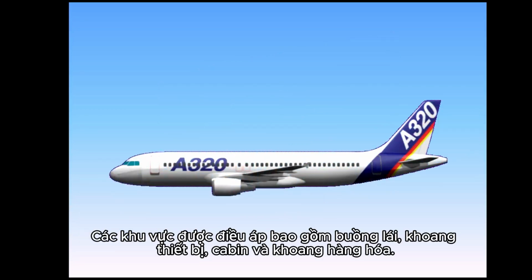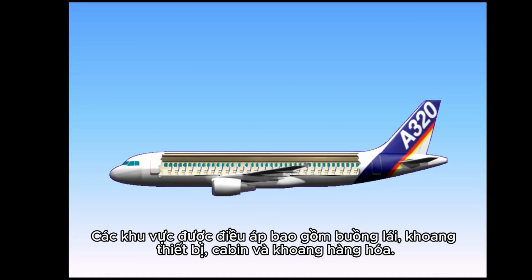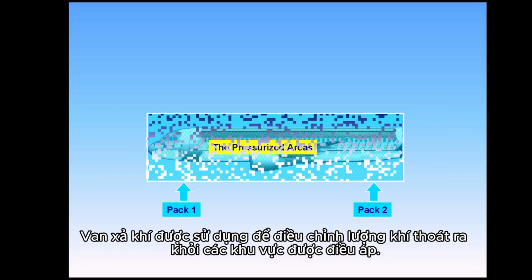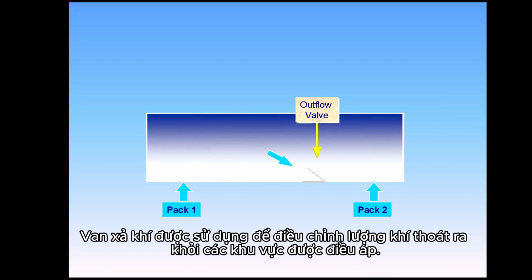The pressurized areas are the cockpit, the avionics bay, the cabin, and the cargo compartments. An outflow valve is used to regulate the amount of air allowed to escape from the pressurized areas.